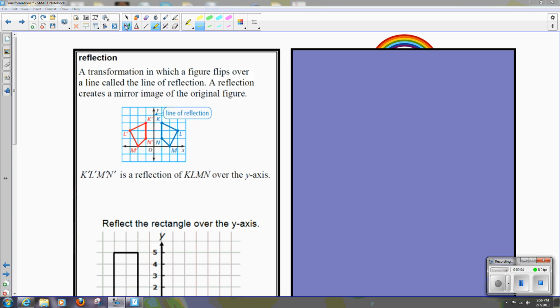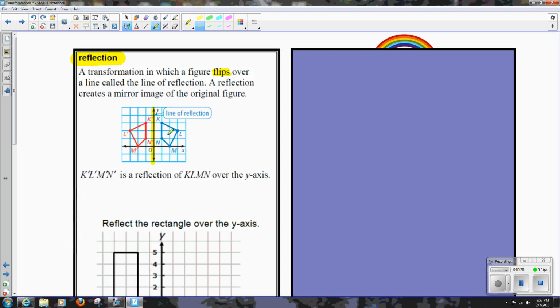All right, so welcome back to part 2 of transformations. And we're talking in this section about reflection. Reflection is a transformation in which a figure flips over a line called the line of reflection. And in this example, they're using the y-axis as the line of reflection. A reflection creates a mirror image of the original figure.